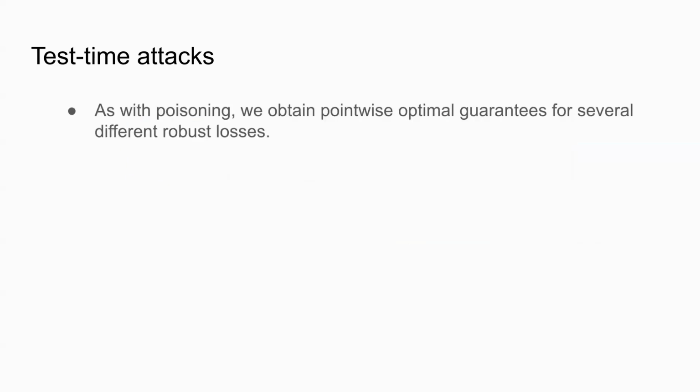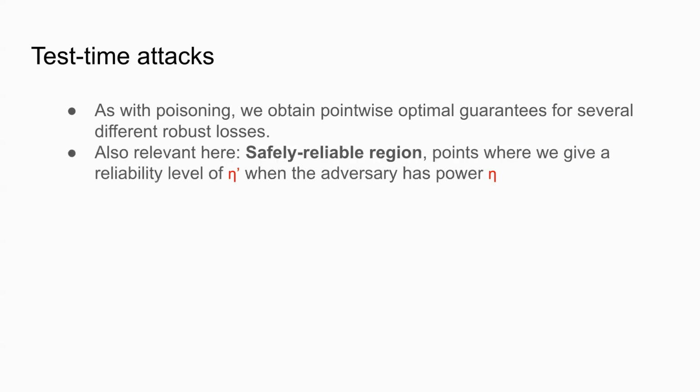And again, as with poisoning, we obtain point-wise optimal guarantees for several different robust losses. So stability loss is one of them. We have 3 other different definitions depending on combinations of how you define what classifies as an adversarial success.